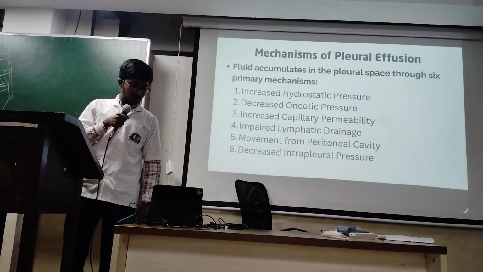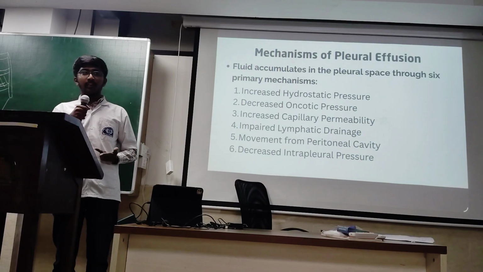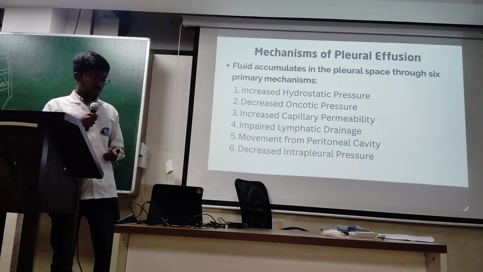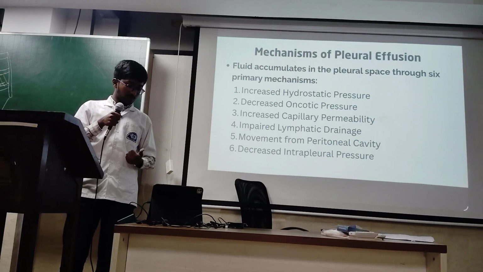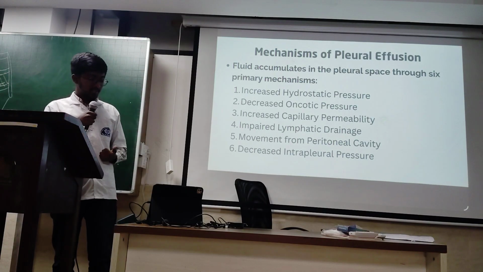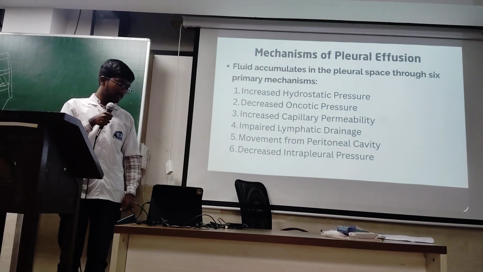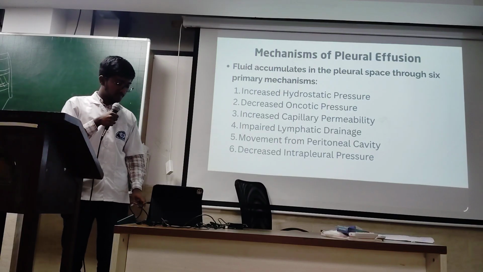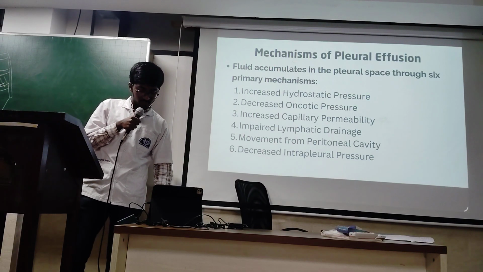So first of all, I would like to tell what are the mechanisms of pleural effusion. Mechanisms of pleural effusion are the ways through which the pleural fluid accumulates in the pleural space. So there are primarily 6 mechanisms of pleural effusion. First is increased hydrostatic pressure, second is decreased oncotic pressure, third is increased capillary permeability, fourth is impaired lymphatic drainage, fifth is movement from peritoneal cavity, sixth is decreased intrapleural pressure. So let's discuss briefly the mechanisms so that it will be helpful in understanding the types of pleural effusion.